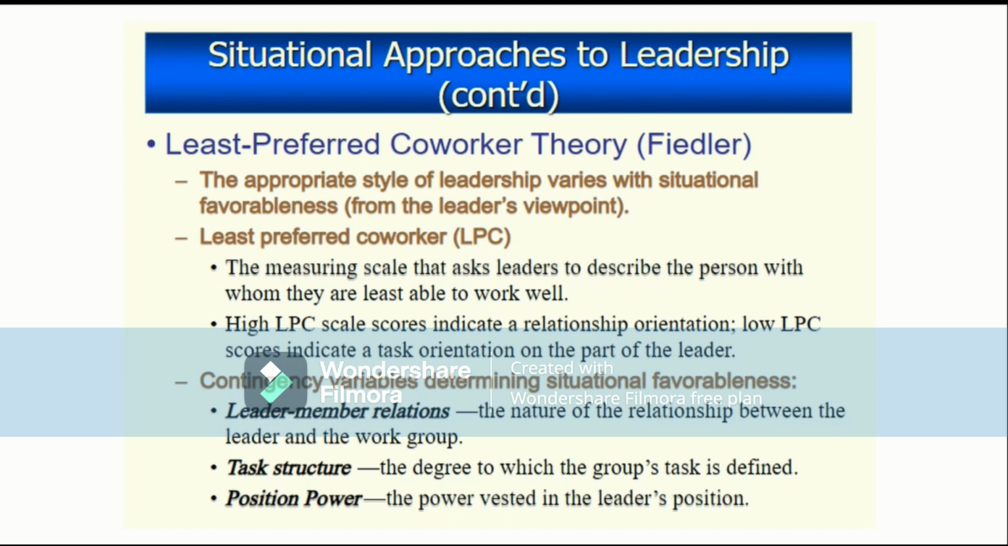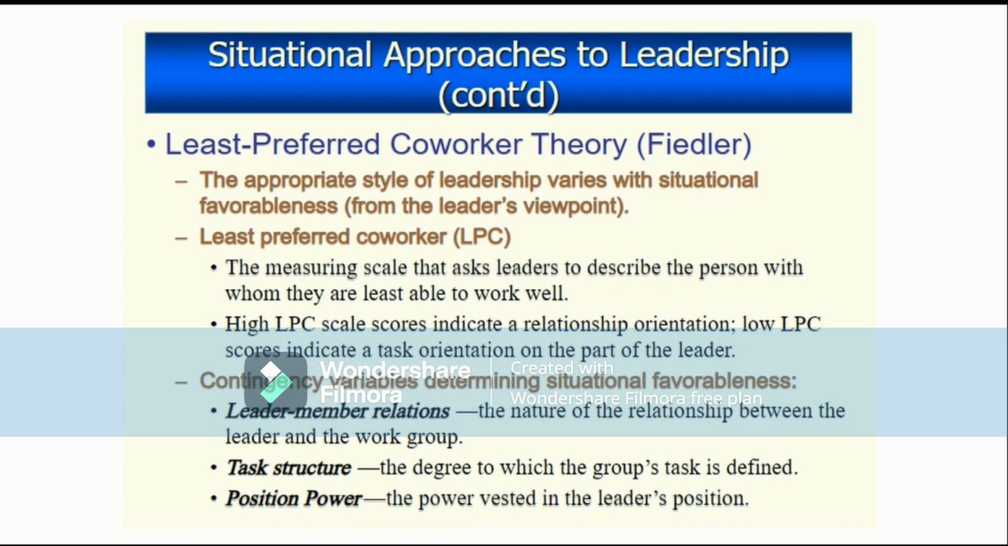Okay, the favorableness of situation, students, basically leader-member relationship. It refers to the nature of the relationship between the leader and the group. If the leader and the group have a high degree of mutual trust, respect, and confidence, and if they like one another, relations are assumed to be good. If there is little trust, respect, or confidence, and if they do not like one another, the relations are poor. Naturally, good relations are more favorable.